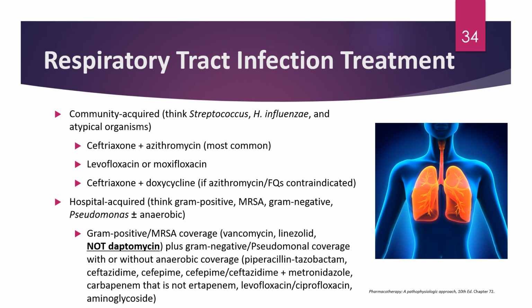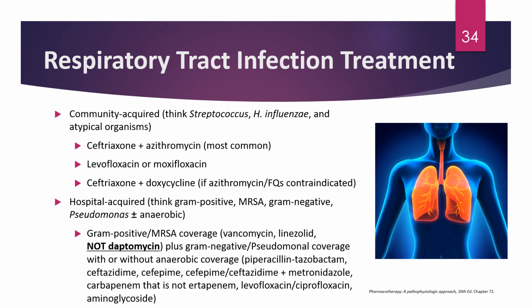So with the gram-positive coverage, we think our typical gram-positive MRSA agents, vancomycin and linezolid. However, we don't use daptomycin, because daptomycin actually binds to the lung surfactant that's produced by the type 2 alveolar cells in the lungs, and makes it basically ineffective for pneumonia treatment. So this is one case where we wouldn't use dapto. And then additionally, we might use gram-negative and pseudomonal coverage with or without anaerobic coverage.